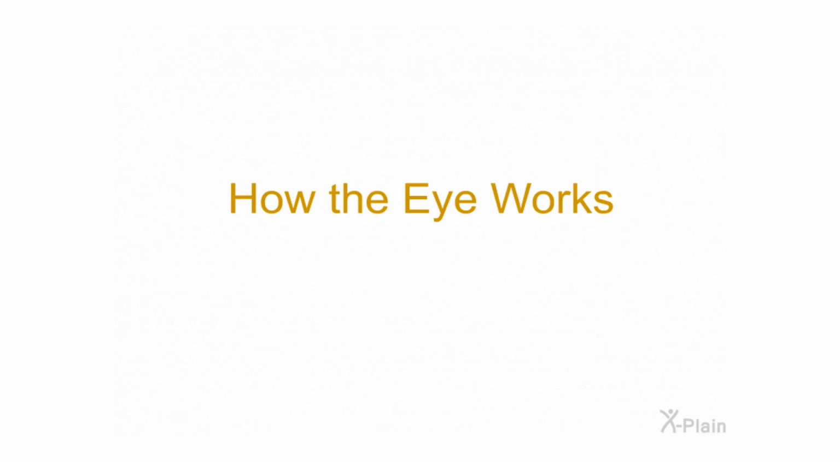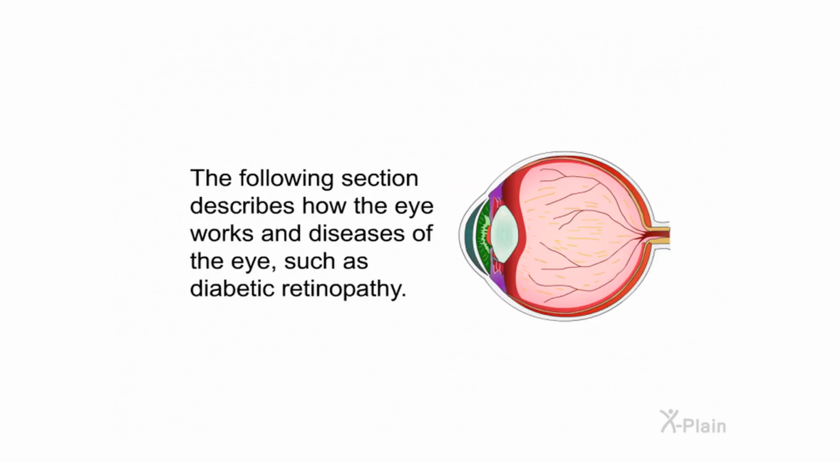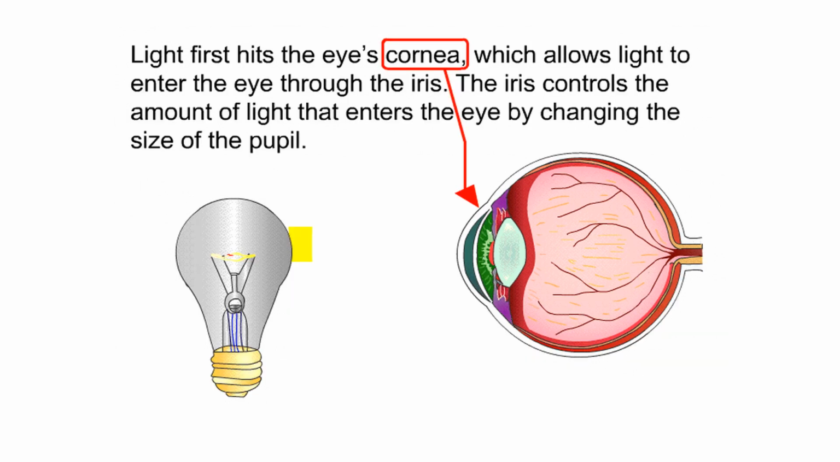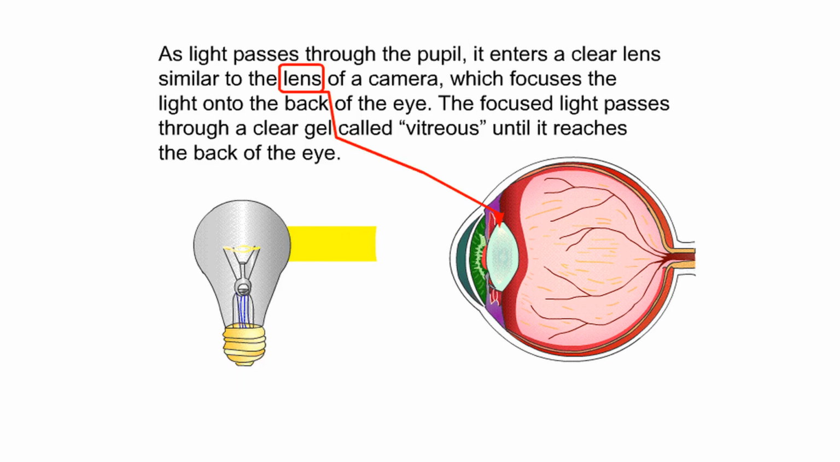How the eye works. The following section describes how the eye works and diseases of the eye, such as diabetic retinopathy. Light first hits the eye's cornea, which allows light to enter the eye through the iris. The iris controls the amount of light that enters the eye by changing the size of the pupil. As light passes through the pupil, it enters a clear lens similar to the lens of a camera, which focuses the light onto the back of the eye.